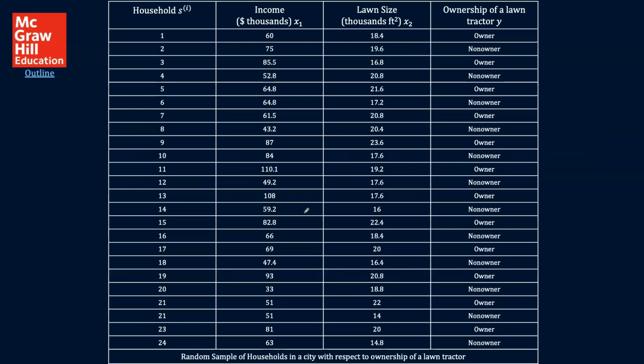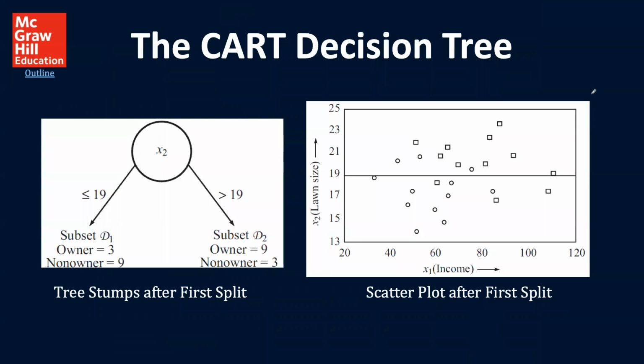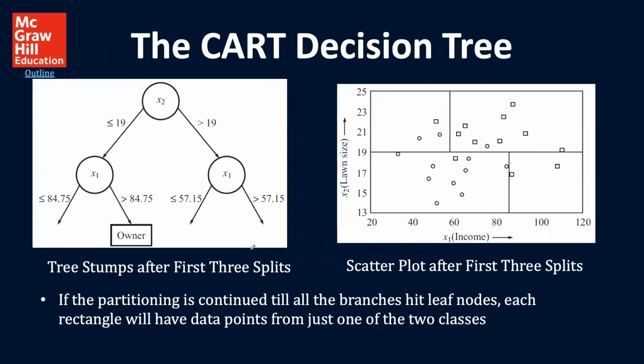Here is another set of data. Here we have 24 households that we're evaluating, and we only have two features, the income and the lawn size, to then determine the ownership of whether they would have a lawn tractor or not. So here we have the tree stumps after the first split. And here we have a scatter plot after the first split. And so we see that this is not getting it completely done, although it is at least having a correlation to a certain amount. So that's good.